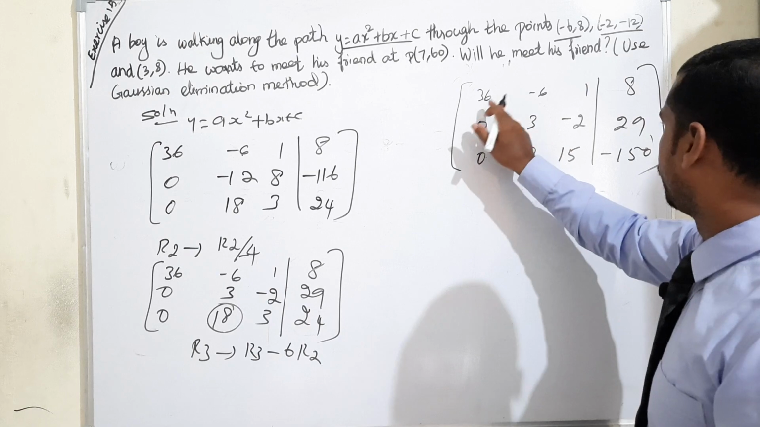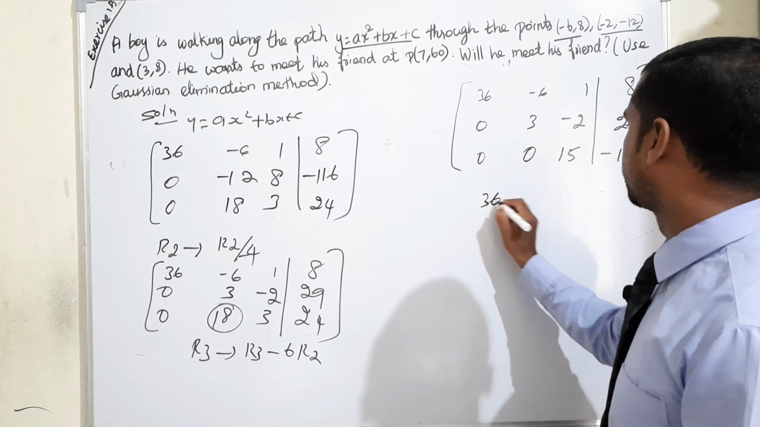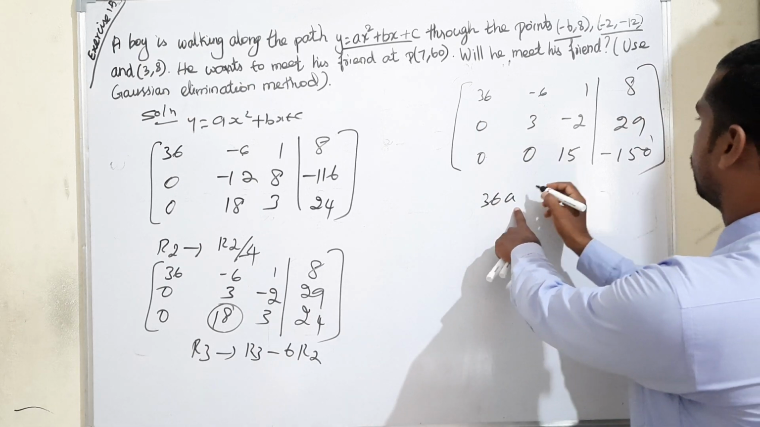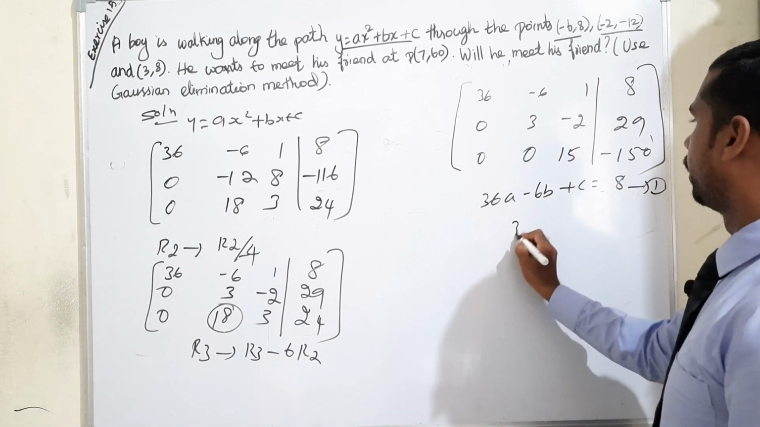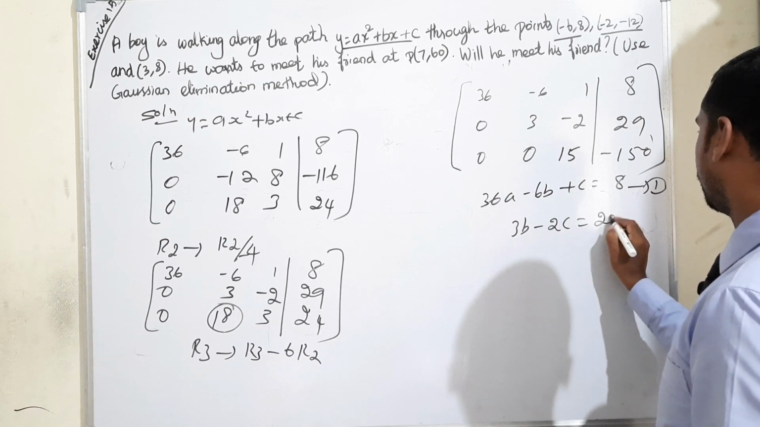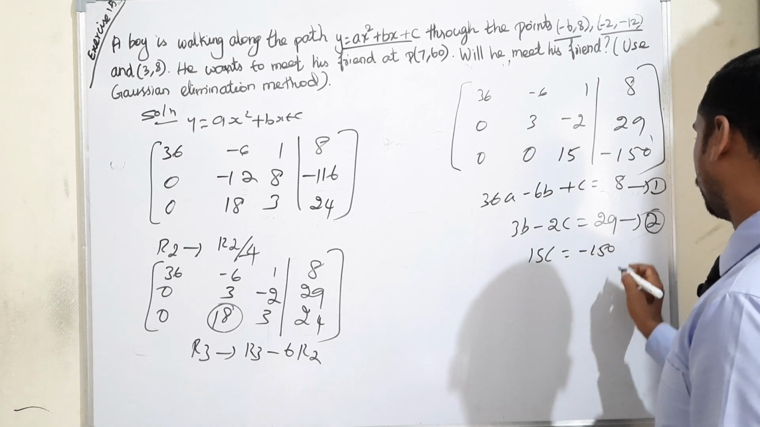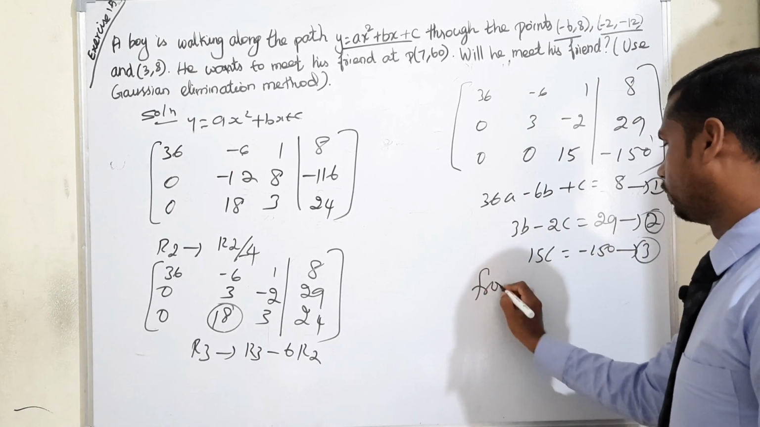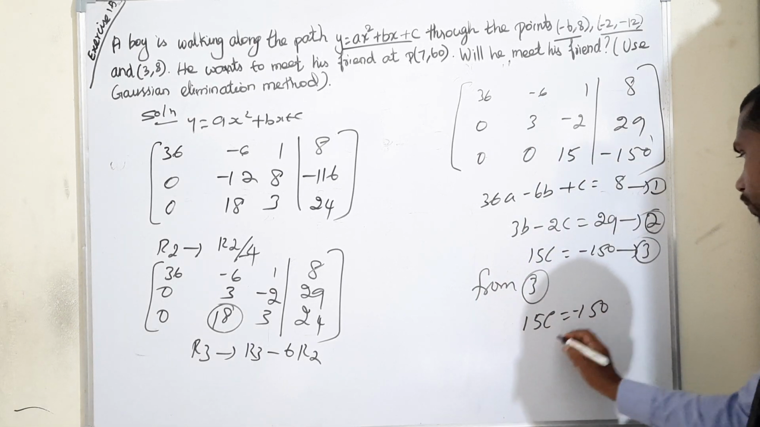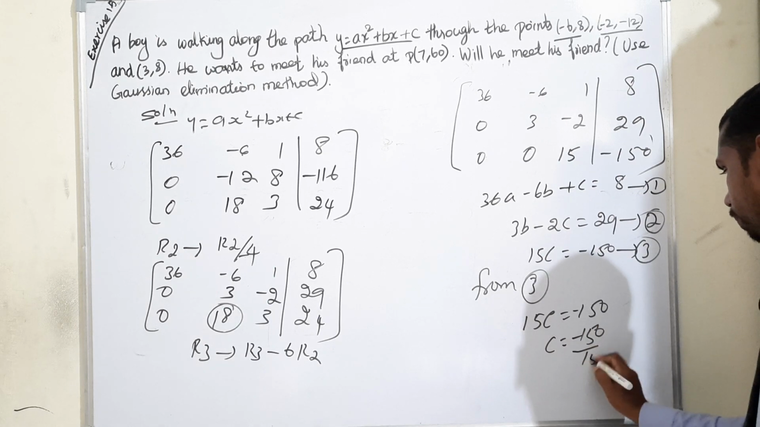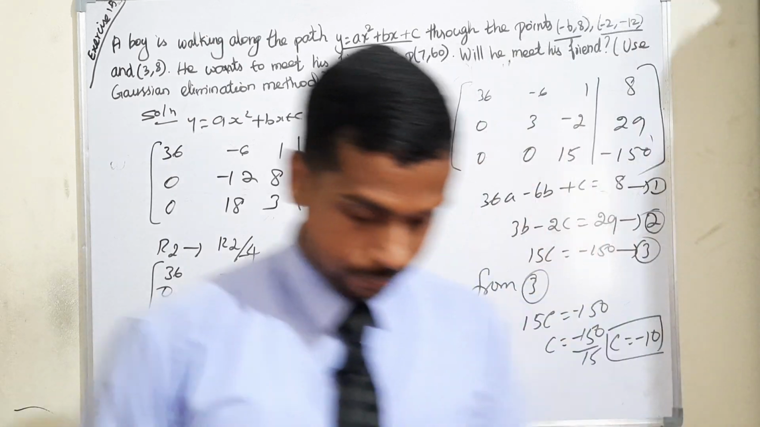Next one, how do we equate x and y? Equating the first term: 36a minus 6b plus c is equal to positive 8. Consider this equation number 1. Again 3b minus 2c is equal to positive 29. Third equation: 15c is equal to minus 150. Consider it equation number 3. So from equation number 3, 15c is minus 150, so c is equal to minus 150 divided by 15. Therefore c is equal to minus 10.